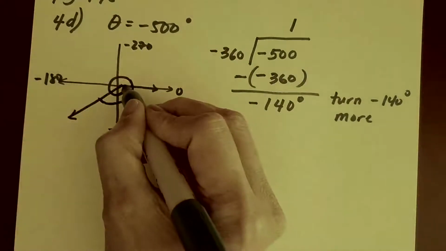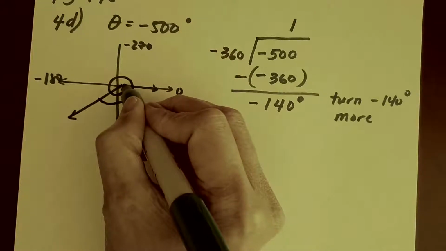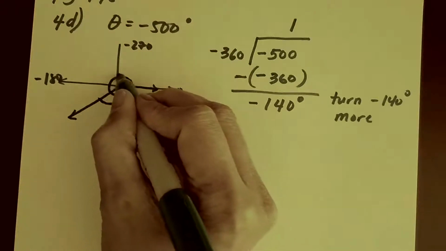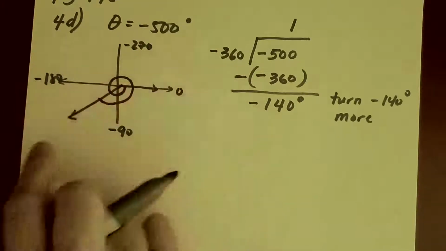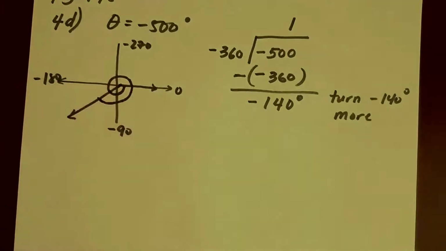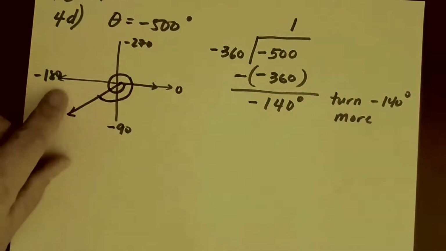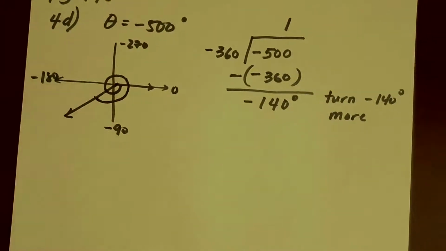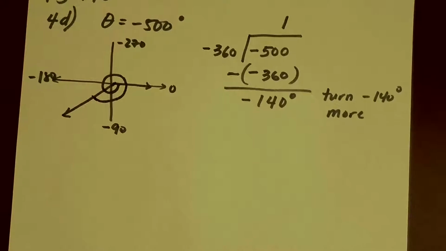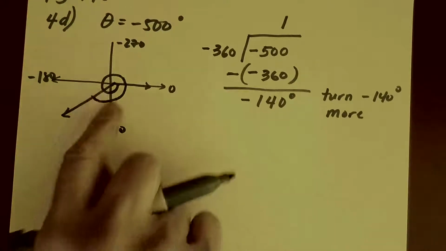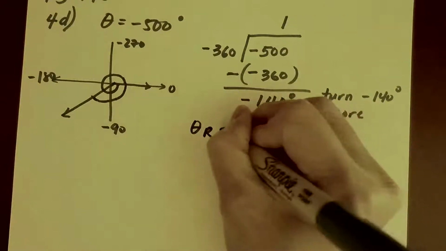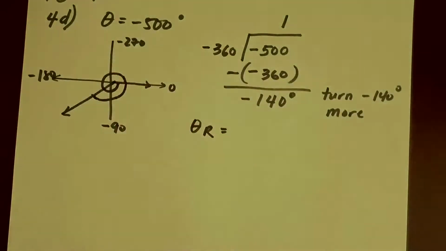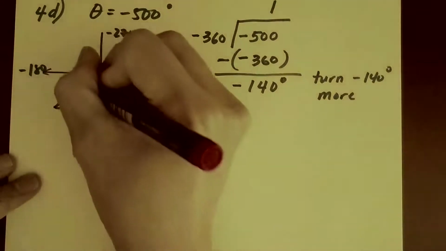So I started off at the positive x-axis, turned clockwise 500 degrees, and landed over here. My terminal arm is somewhere in quadrant 3. So what's my theta r, my reference angle? How big is my reference angle in here?